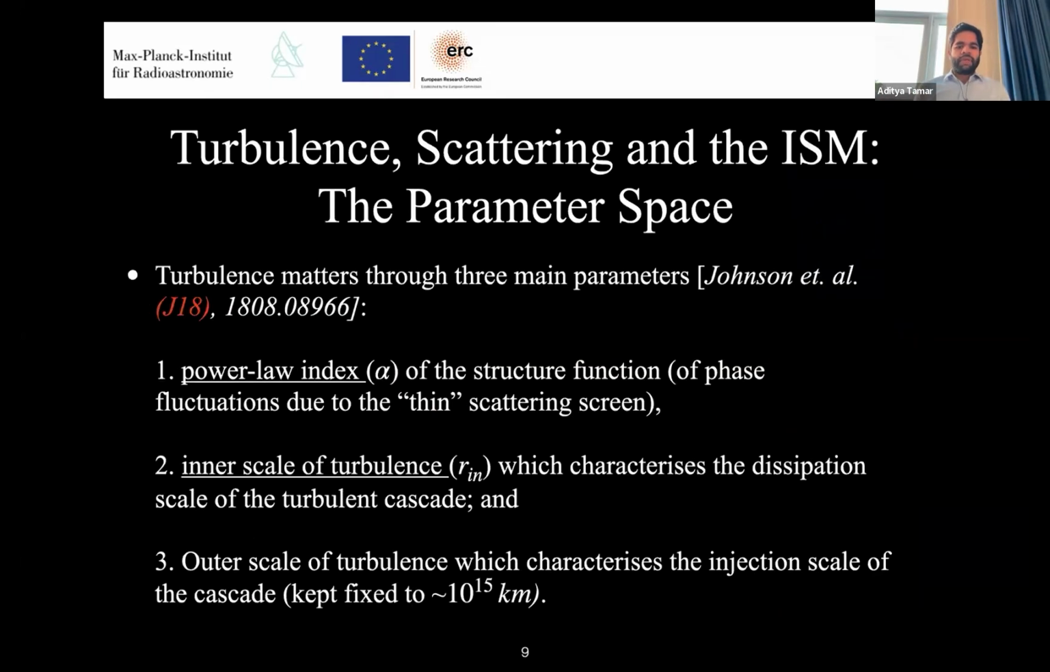So how does turbulence come into all this? There are three parameters that we need to be interested in. First of all, is the power law index of the structure function of the phase fluctuations that arise due to this thin scattering screen that's present between the source and the observer. Next is the inner scale of the turbulence, which characterizes where this power law dissipates. And third is the outer scale of the turbulence, which characterizes where this turbulence cascade kicks in. So between these two scales, you have a power law, you have an inner scale, and the outer scale for this study was kept fixed to be a pretty large distance. And that's how it's done in stochastic optics in the ehtim imaging package, if you're interested.